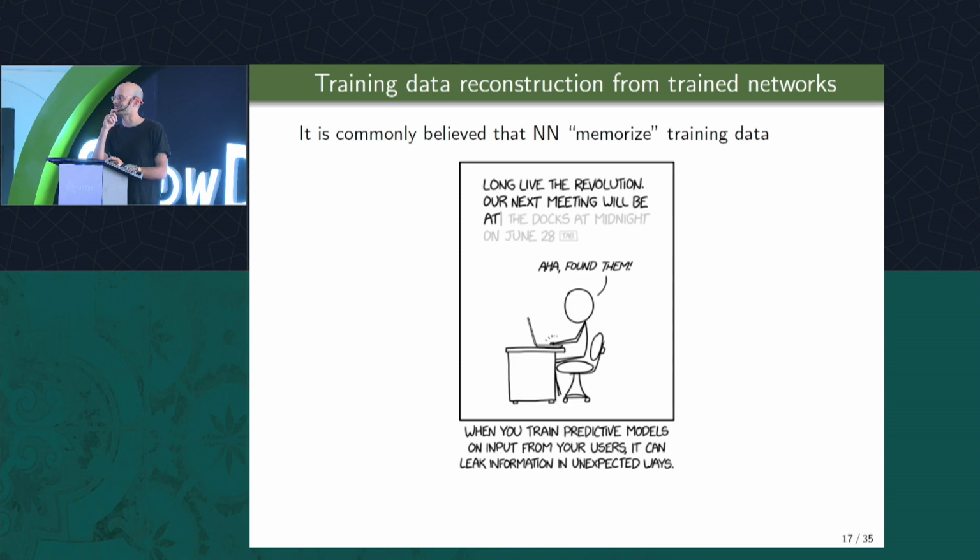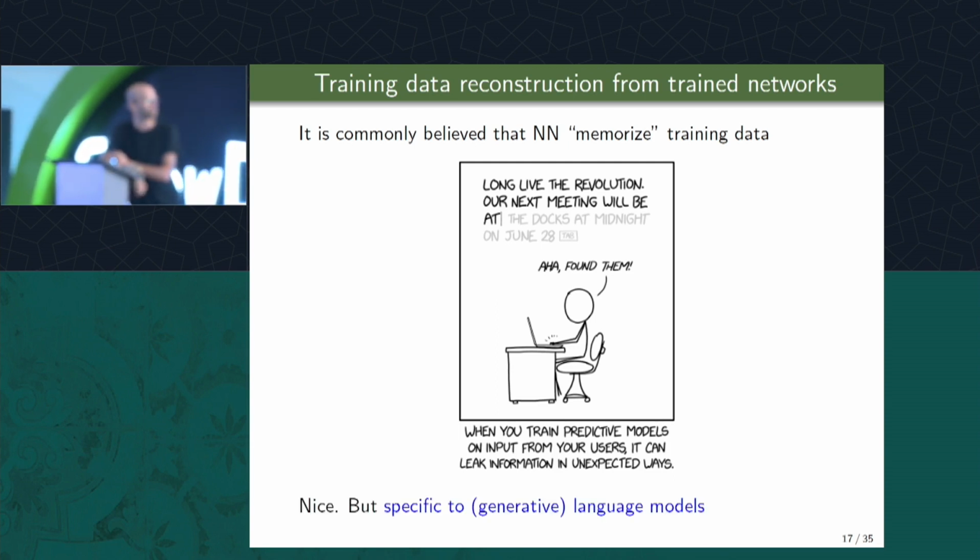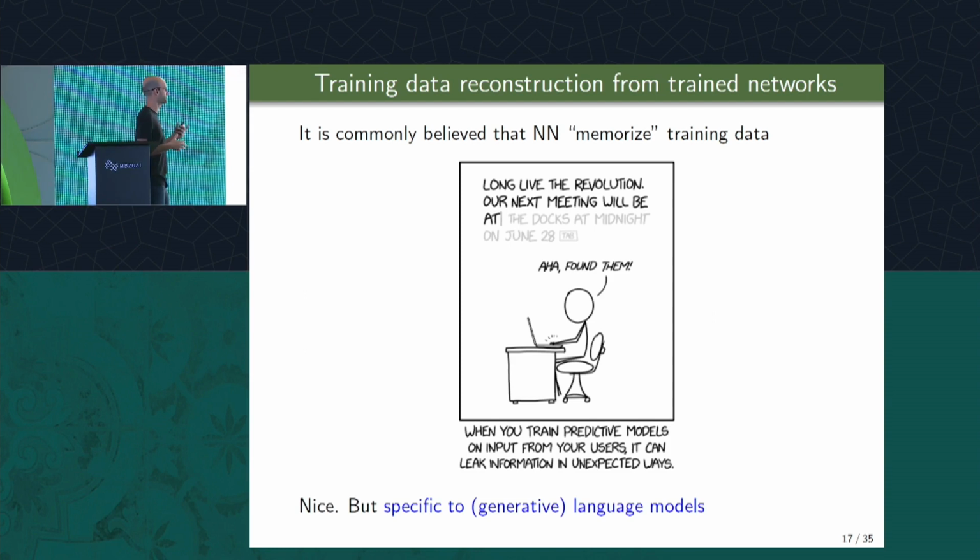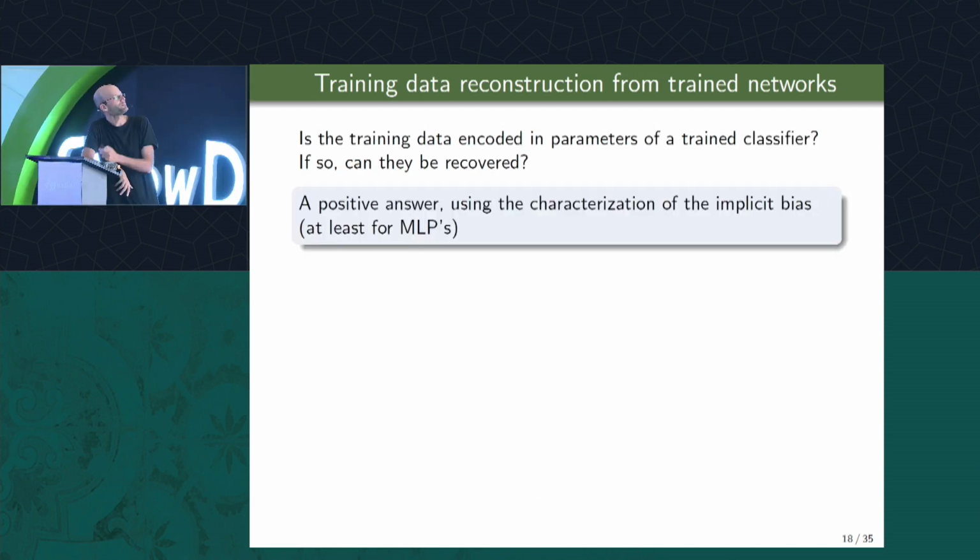So if you use these GPT-style language models and ask it to complete some sentence, and you start it exactly in a way that corresponds to a certain training data, then at least in some cases, it will complete it to the training data. So that's a proof of concept that the model at least memorized that example. This is nice, but it's also a little bit specific to generative language models. What if we're talking about some other network, some generic network? Does it have this kind of memorization behavior or not? And if it does, can it be recovered?